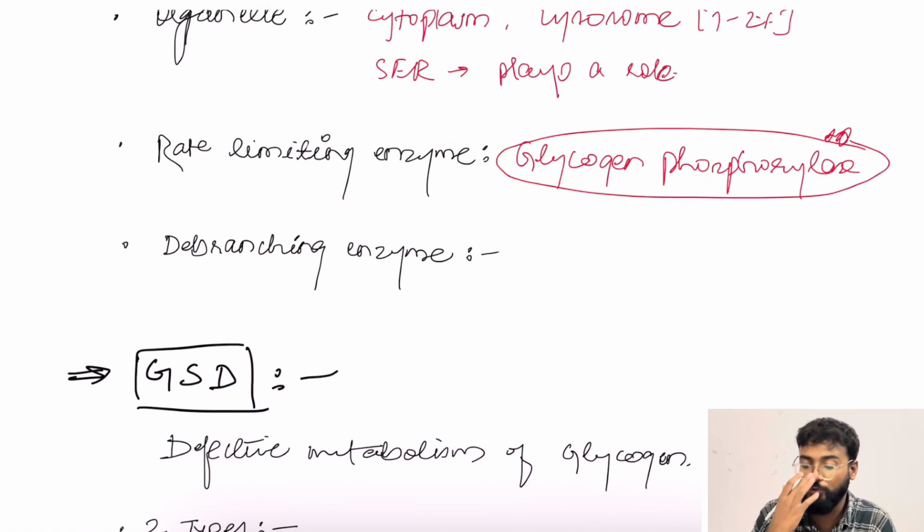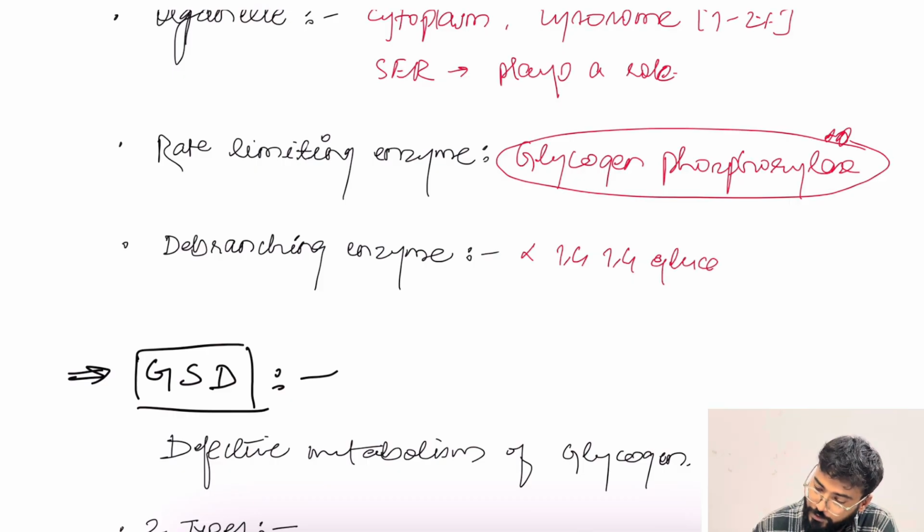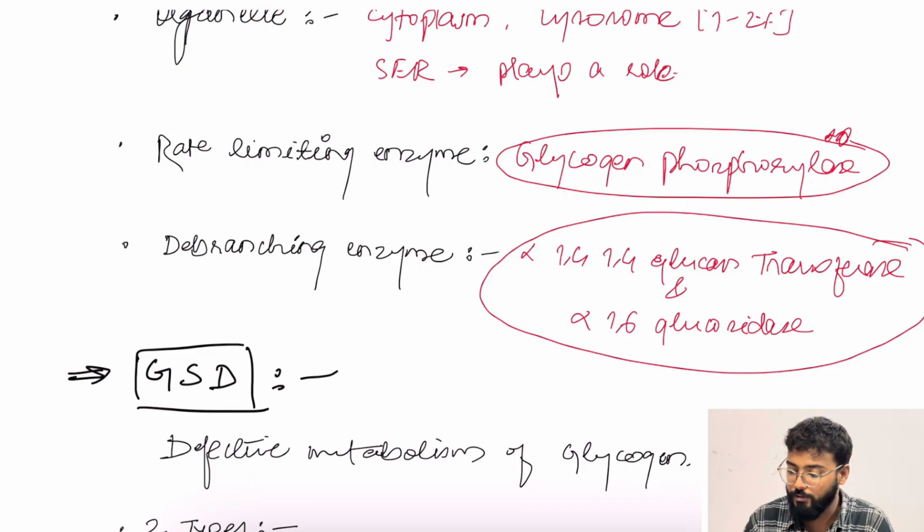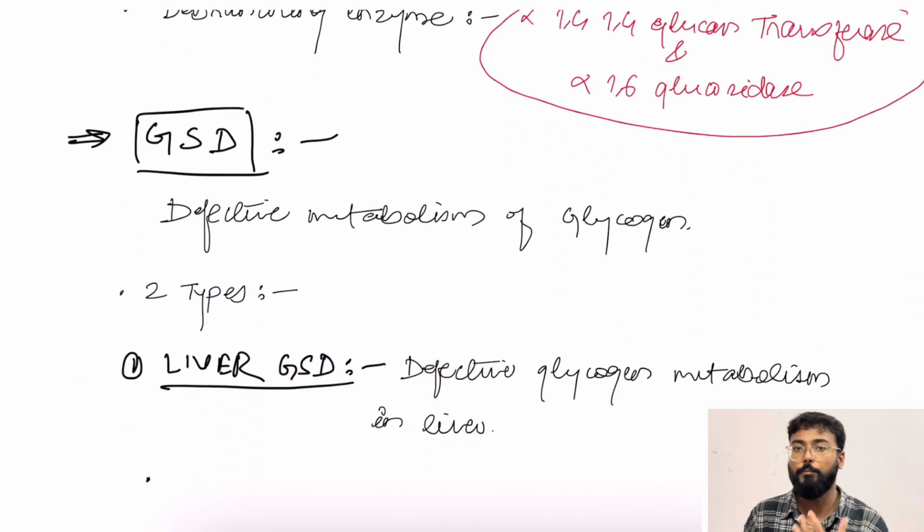And what is the debranching enzyme? In order to break down glycogen, we need to break the bond between two adjacent glucose molecules. That happens with the help of the debranching enzyme, which is alpha 1,4 1,4 glucan transferase and alpha 1,6 glucosidase. These two enzymes are responsible for breaking down the bond between the glucose units.